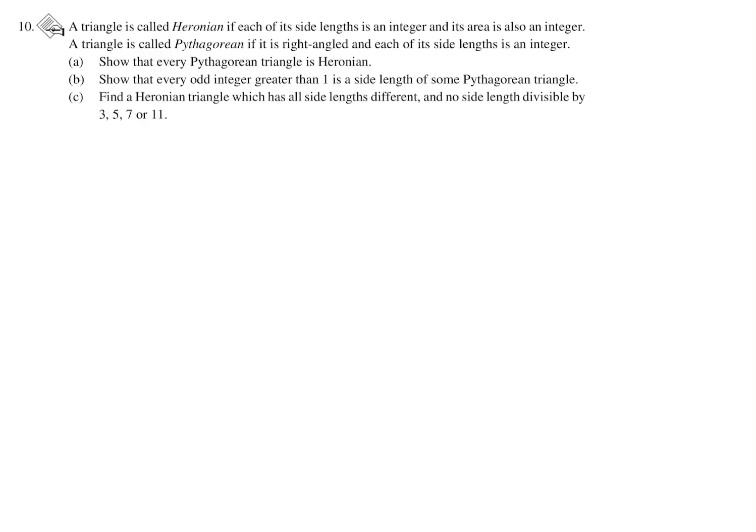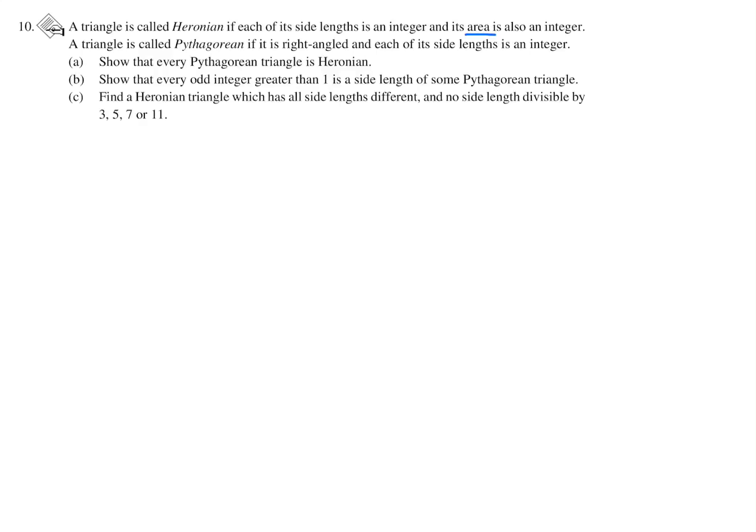A triangle is called Heronian if each of its side lengths is an integer and its area is also an integer. A triangle is called Pythagorean if it is right-angled and each of its side lengths is an integer. Show that every Pythagorean triangle is Heronian.